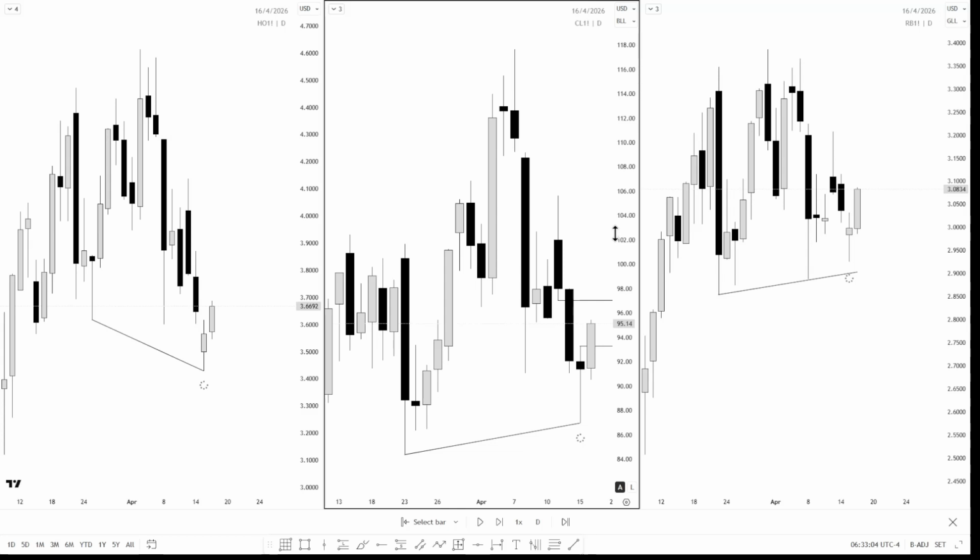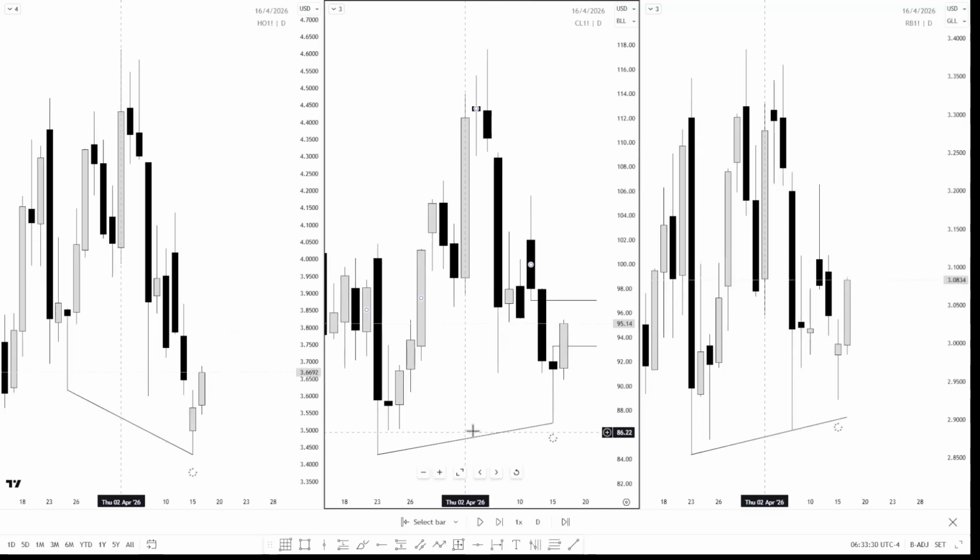All right, so now we are on the charts, right? And we are on the oil triad, right? So HO, CL, and RB. Now, in seeing this, we can see that we have an SMT that has currently taken place, where this candle takes out the low and the other two assets fail to take out the low, right?